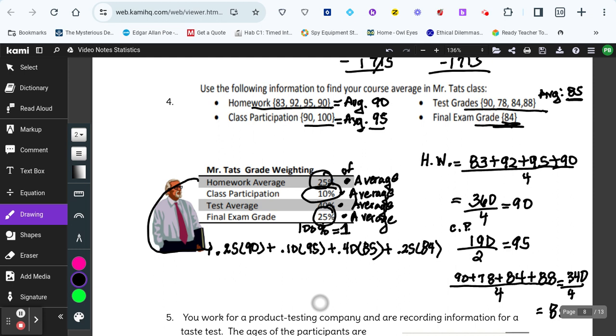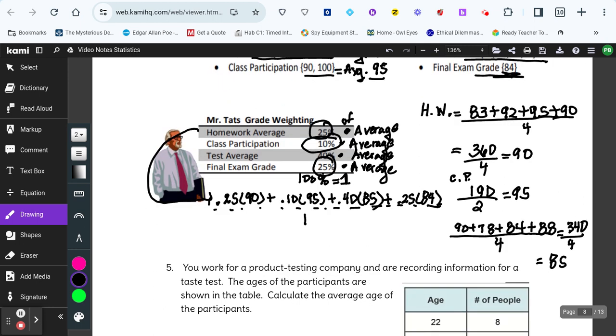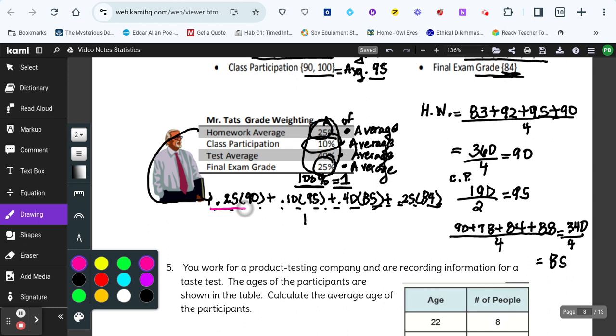100% is 1. So basically, we're dividing by 1, because you can say I'm dividing by 100%, but 100% is 1 whole. But we don't really divide by the 1. I just want you to understand, you are still dividing by 100%, but 100% is 1, guys. So basically, all you're doing is figuring out 25% of 90. So I'm going to punch in 0.25 times 90. That's going to give me 22.5.